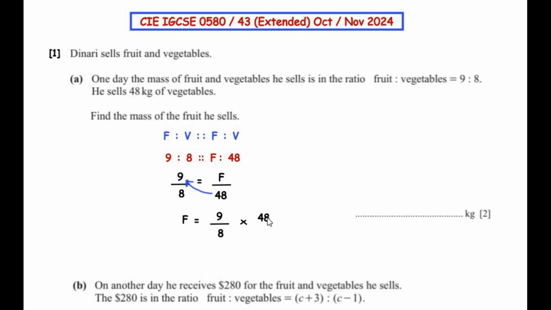Now 8 and 48 go in the table of 8, that is 8 1 times is 8 and 8 6 times is 48. So 9 times 6 gives us 54. So the mass of fruit he sells is 54 kg. Now moving on to the B question.